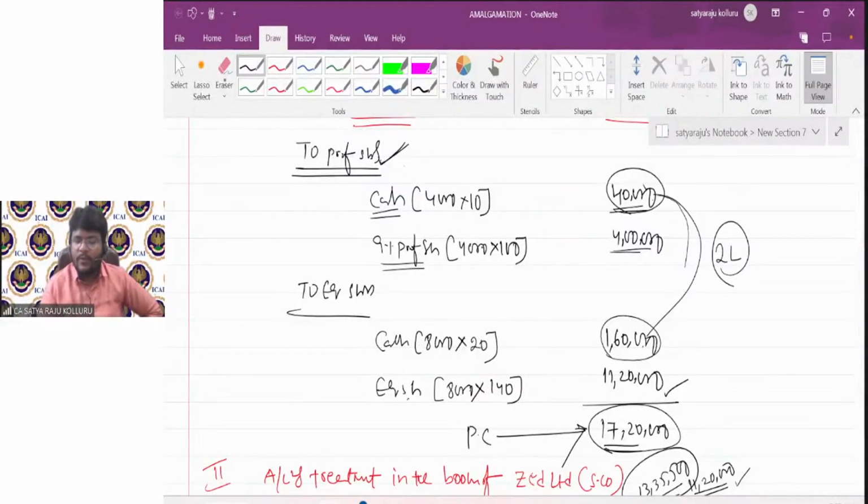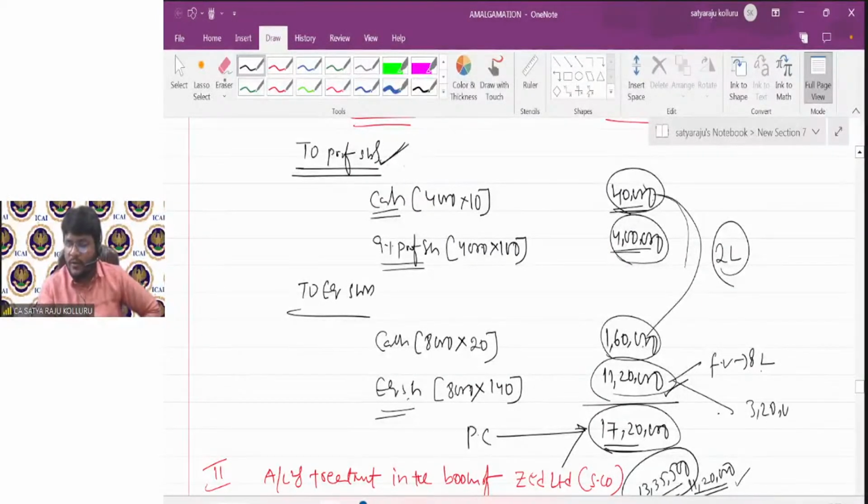In the form of 9% preference shares, I am paying 4 lakhs. In the form of equity shares, I am paying 11,20,000, out of which face value is 8,000 into 100. Face value is 8 lakhs. Amount over the face value is 3,20,000. Now this goes to securities premium. So the entry is: to cash 2 lakhs, to 9% preference share capital 4 lakhs, to equity share capital 8 lakhs, to securities premium 3,20,000.